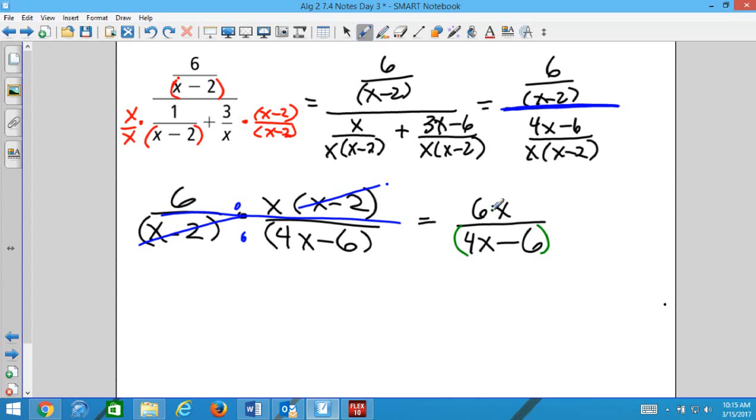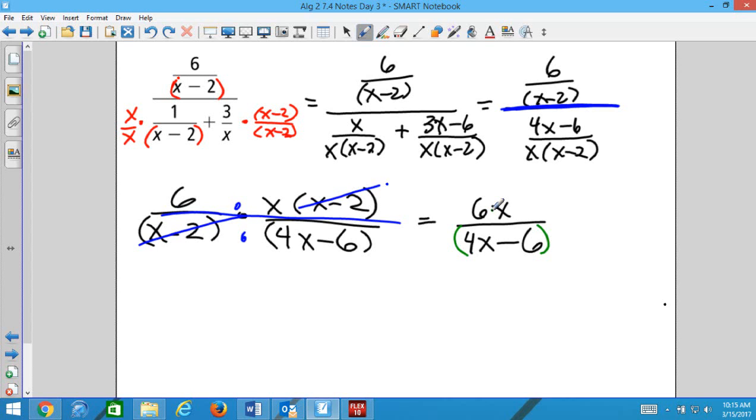Now, Alex, what are we going to ask? Of course, I figured it out. When I multiplied the 6 and the x times x minus 2, I didn't put the x over there, so I had 6 over 4x minus 6. I was wondering where you got an x from. Now you see it.